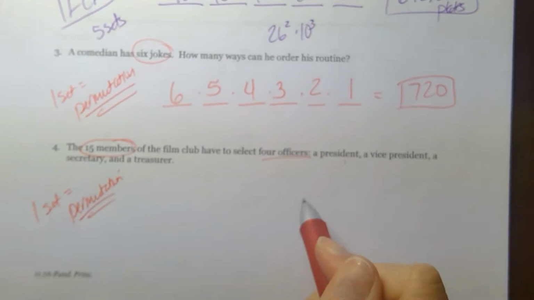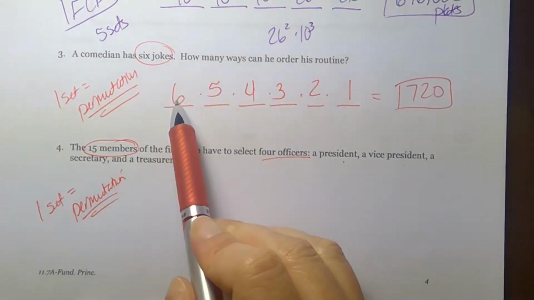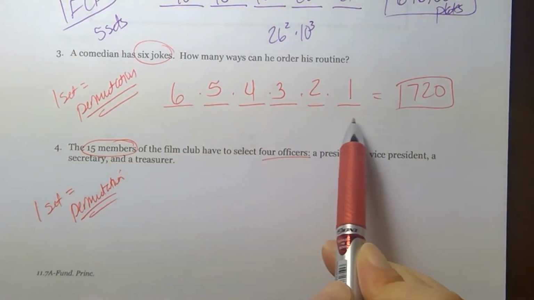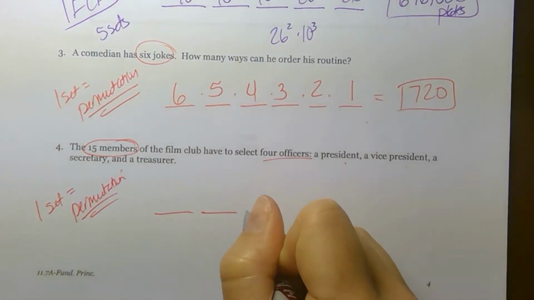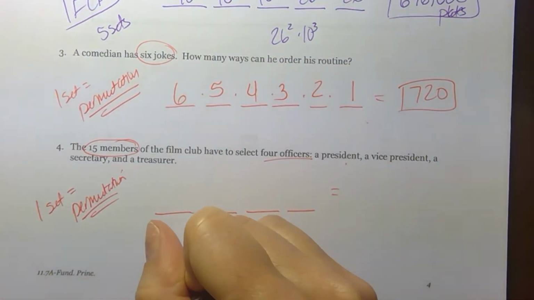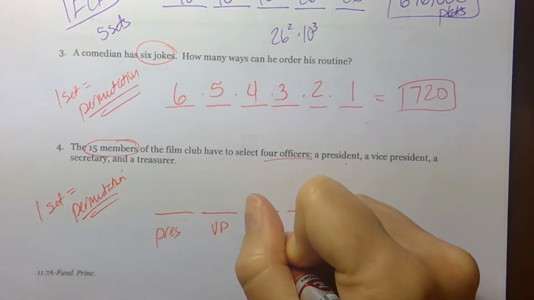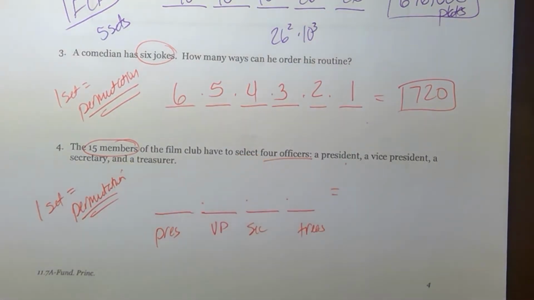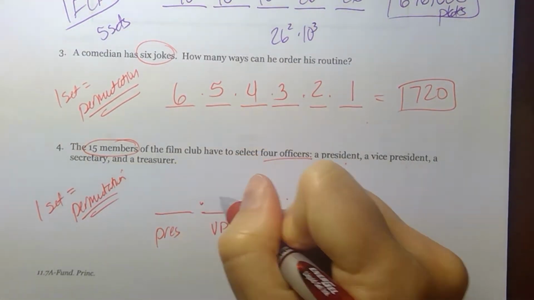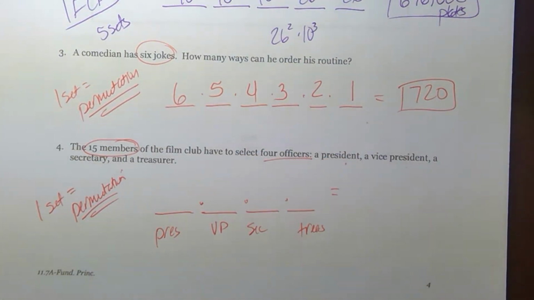I'm only picking 4 times, not like the jokes. I told all 6 jokes, so I had 6 slots to fill. For this problem, I'm only picking 4 different officer positions. I'm picking president, vice president, secretary, and treasurer. Once you've been picked for a position, you're not available to be picked for another.